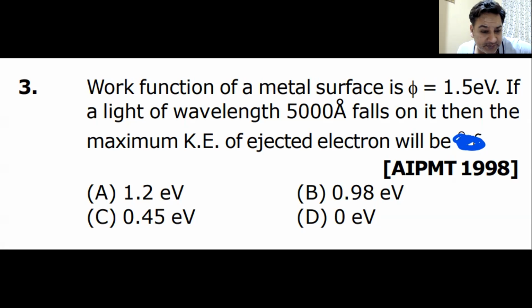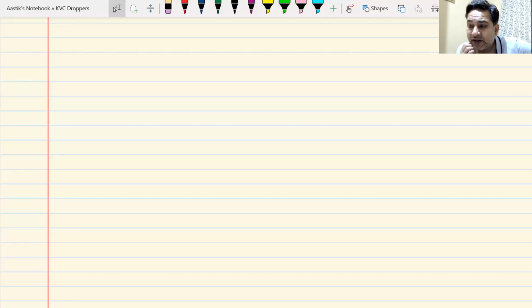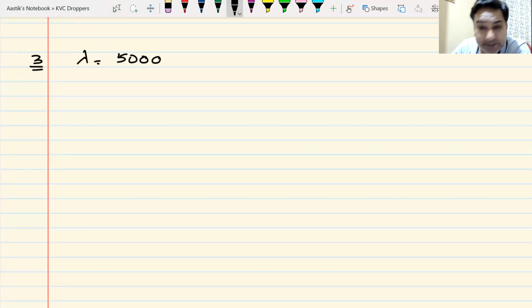How you do it? It's pretty simple, and this is how you should do it. This is question number 3. We have the wavelength given as 5,500. You don't have to write this because you will be losing a lot of time, and time is one privilege that we don't have in the examination hall. I'm just showing it to you stepwise. You have to do it in a flash.